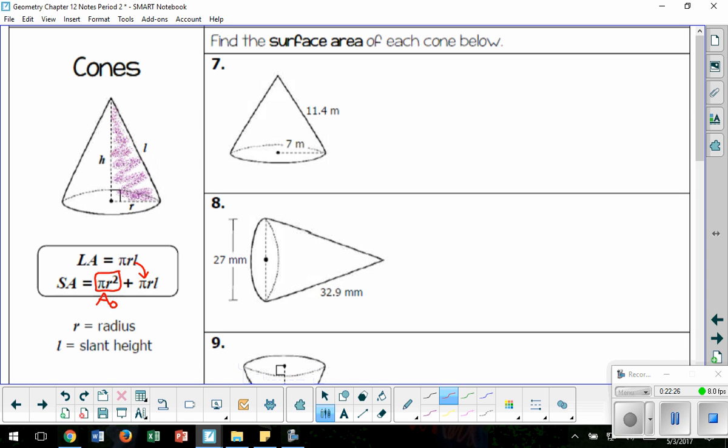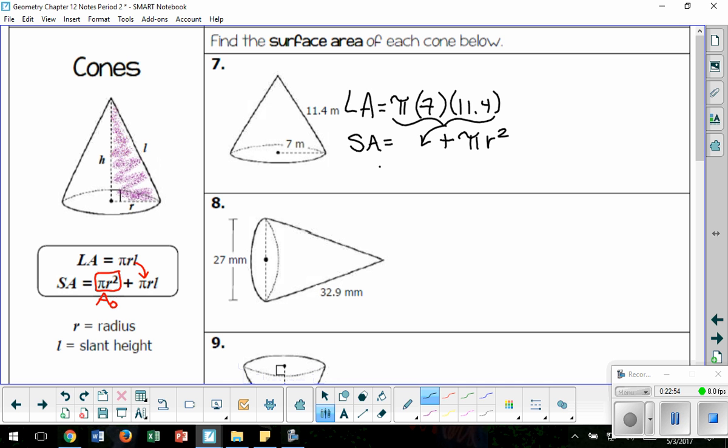Okay, so for this one, straightforward. Very, very straightforward, okay, you guys? So, lateral area: pi times the 7 times the 11.4. Okay? That's your lateral area. Gives it all to you. Surface area: take this entire thing plus your pi r squared. So surface area is equal to whatever this is plus pi times 7 squared. Whatever that is, meters squared.